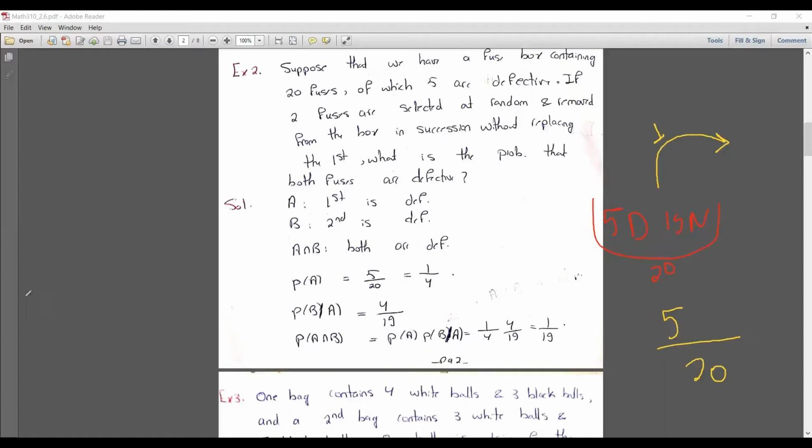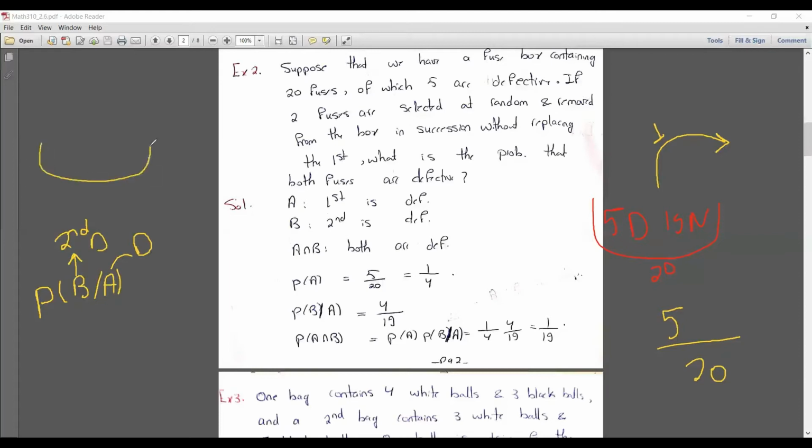Okay. Now, guys, what do we need to find? We need to find P of B given A. So what do we mean by it? It means that we need to find the probability that the second is defective, knowing that A is defective. So, guys, A is defective. It means that the one that we selected, the first one, is defective.